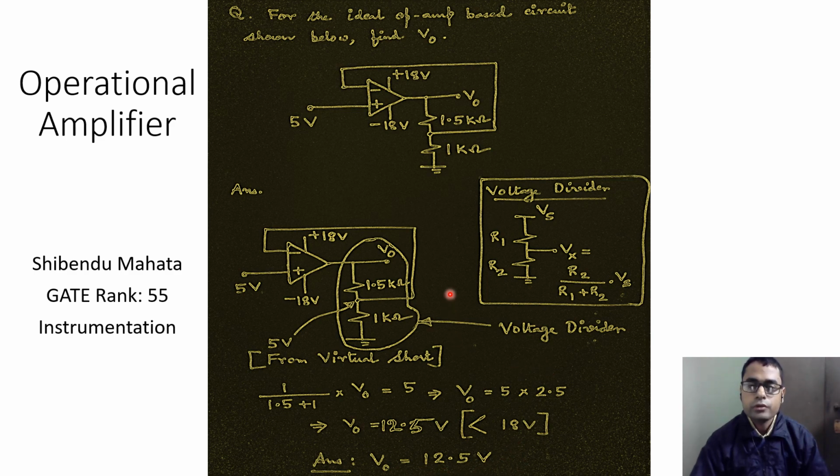So the takeaway point here is that you have to observe the voltage dividers in operational amplifier circuits, and then using the concept of virtual short, solving these sorts of questions doesn't take more than maybe 30 seconds.